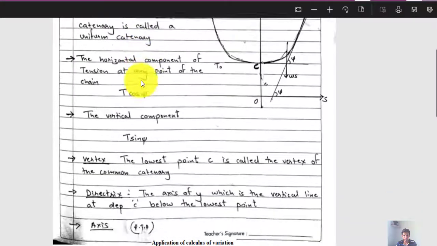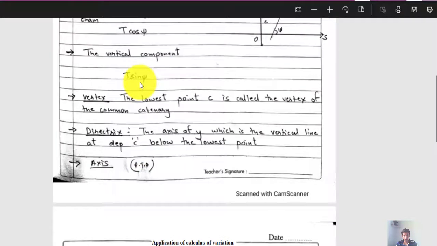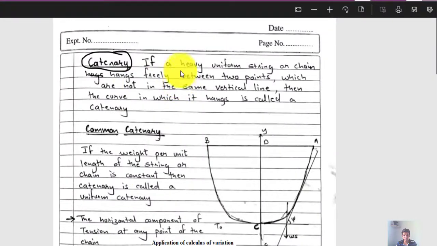Fine. So this catenary problem usually arises in the hanging chain problem. Or see here, if a heavy uniform string or chain, it might be a string or it might be a chain, hangs freely between 2 points which are not in the same vertical line, then the curve in which it hangs is called a catenary, right?